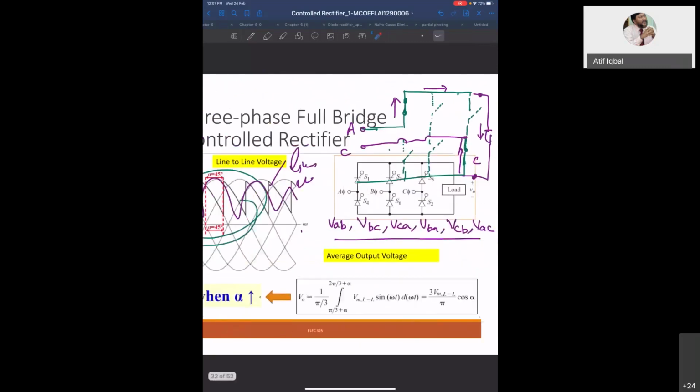Remember, this positive group is S1, S3, S5. Negative group is S2, S4, S6. So this will operate when VA is highest positive. When VB is highest positive, this will operate. When VC is highest positive, this will operate. When VA negative is highest, this will operate. When VB negative is highest, this will operate. When VC negative, this will operate. Do you understand?